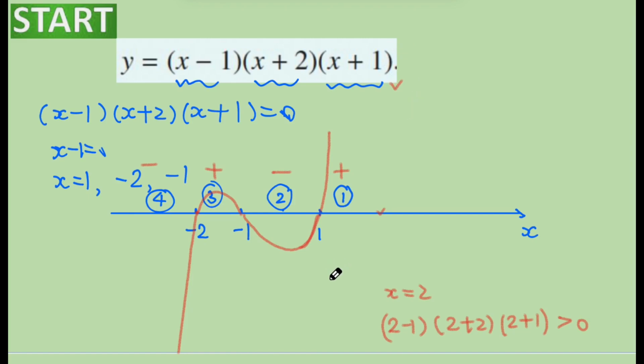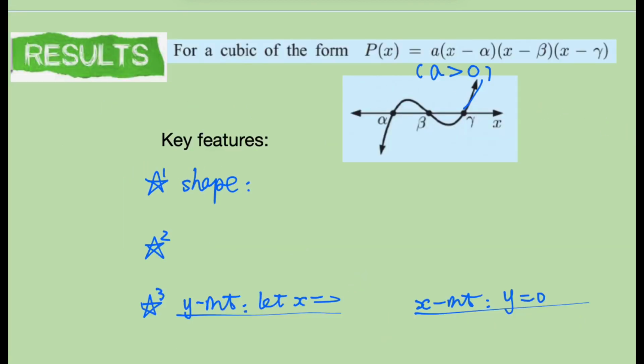Then we are going to conclude what the features of this type of graph are. For the cubic of the form of 3 distinct factors, we are going to restrict the coefficient of x cubed to be positive to make the situation simpler. And then, based on the graph, we are going to conclude the shape. It is climbing up. The main trend goes up, but there are 2 hills. Then we will show the shape in this way, from negative infinity to positive infinity. In this case, we call it climbing up double hills.